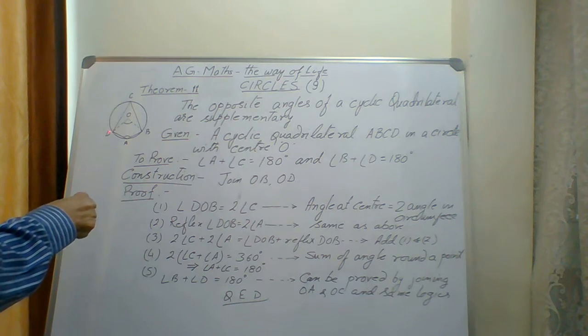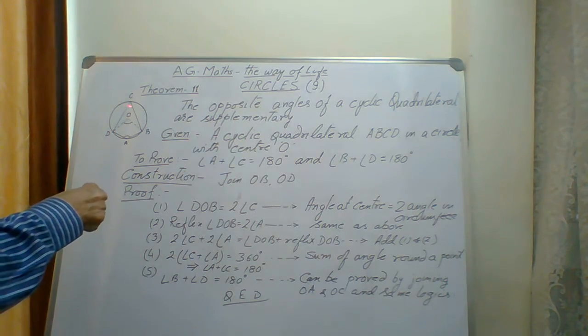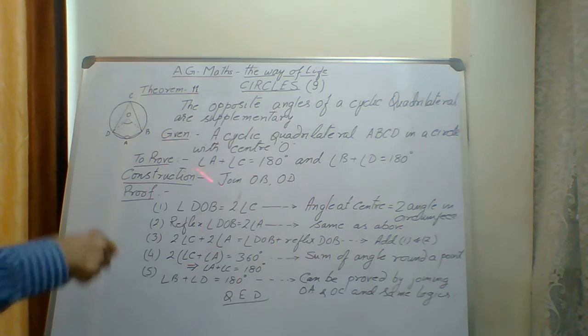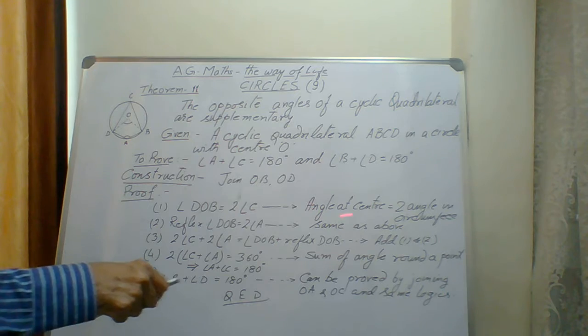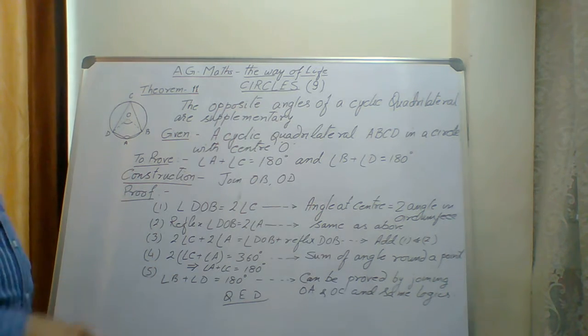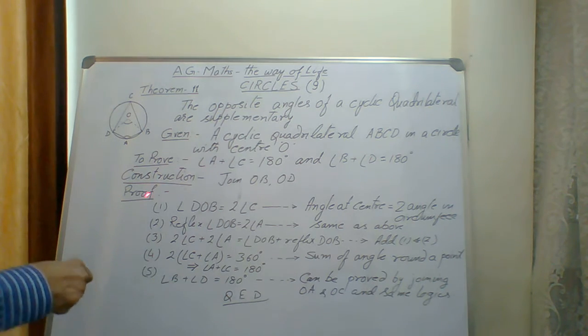This angle is also subtended from these 2 points B and D. So this angle, if I call it C, then angle DOB must be equal to 2 times angle C, which is at the circumference. I wrote: angle at the center is equal to 2 times angle at the circumference. That is the theorem we have earlier proved.